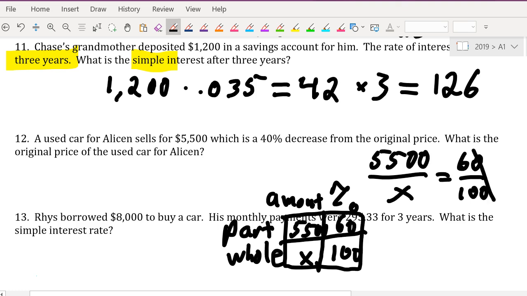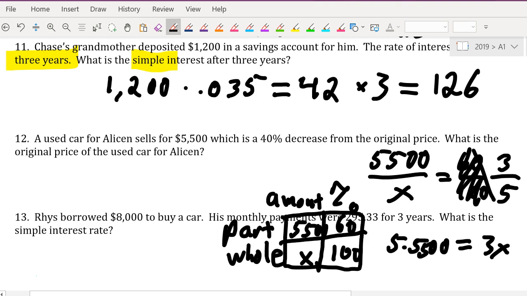We divide by 10. We could divide by 2 again. So it's 3/5. So now we do 5 times 5,500 equals 3x. And what's 5 times 5,500? 27,500. Equals 3x. We divide by 3.